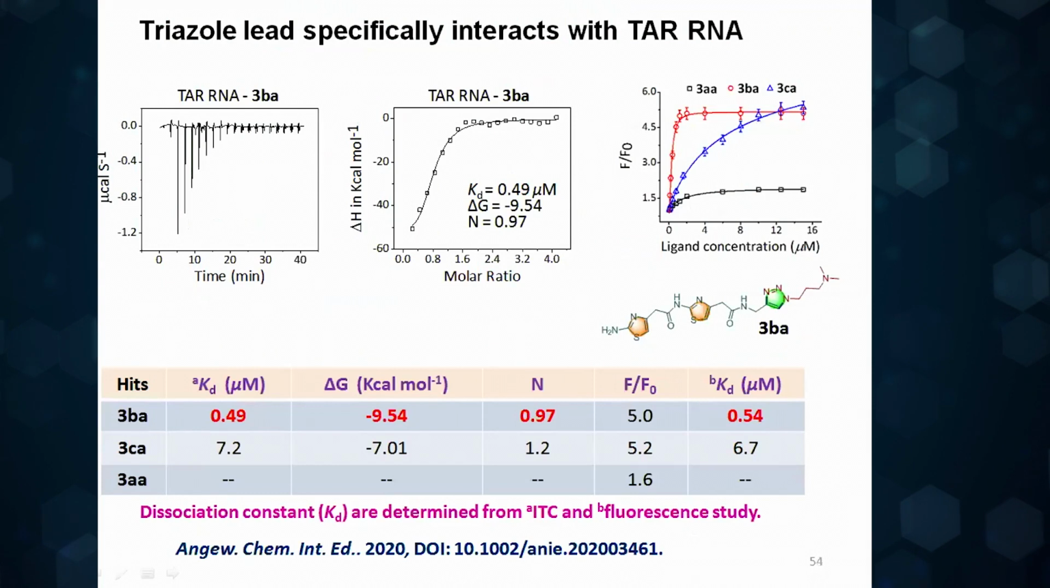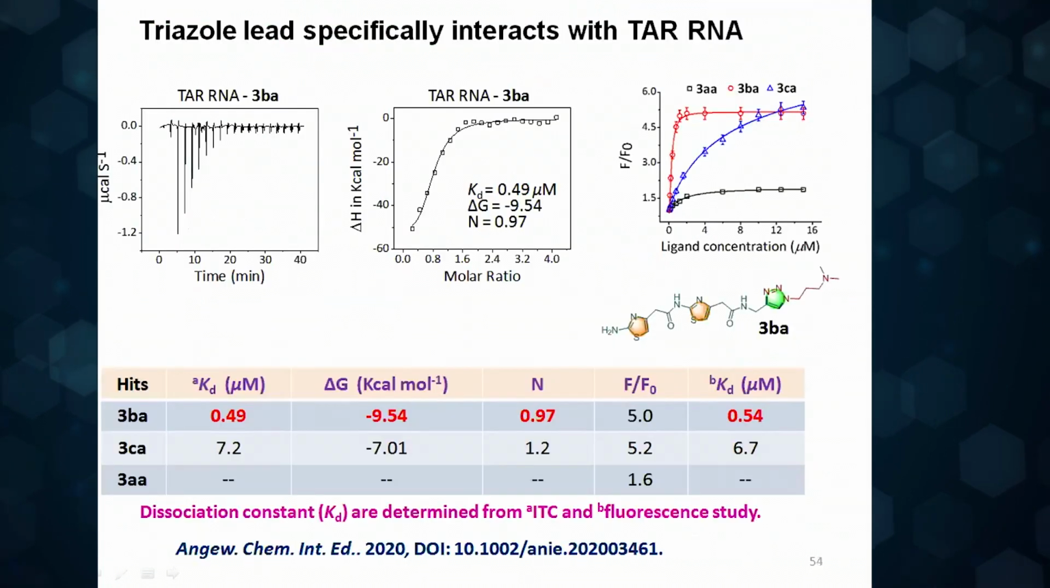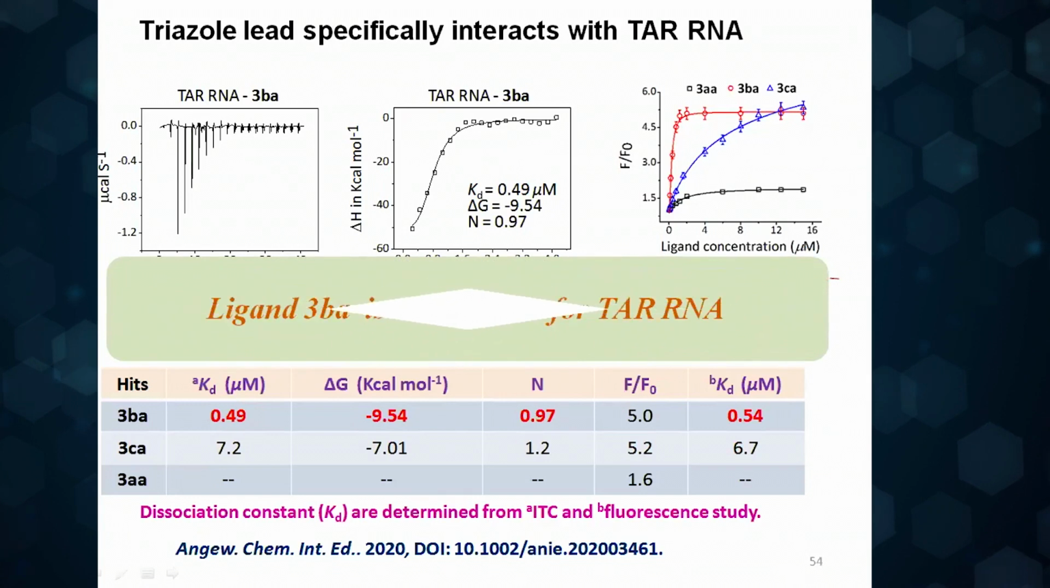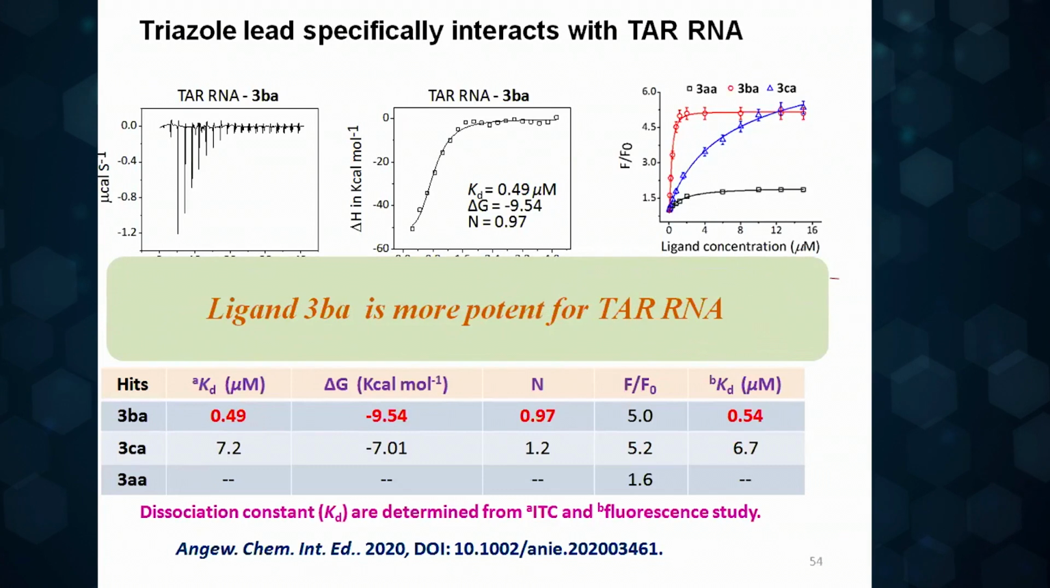Then the interaction of these 3 ligands with the 3 nucleotide sequences was studied using a series of biophysical experiments, and I have summarized only the lead compound, that is, isothermal calorimetry and fluorescence data for the lead compound 3BA. This ligand binds to the TAR RNA with a sub-micromolar binding affinity and 1:1 stoichiometry, and it was also identified as the major compound in the in situ cycloaddition. The biophysical studies also suggested that the ligand 3BA is more potent for the TAR RNA.